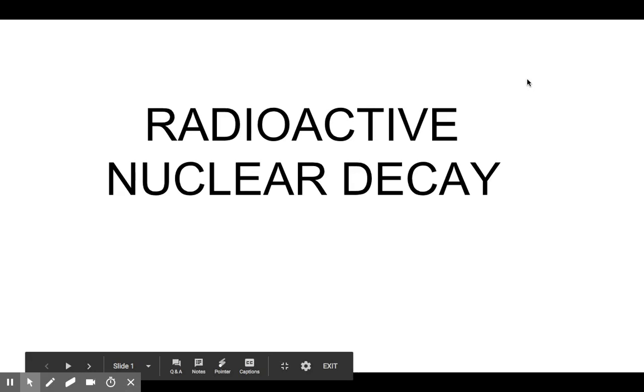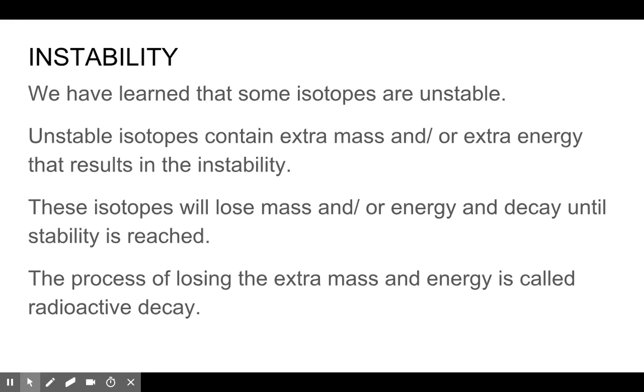Today we'll be studying radioactive nuclear decay. We have already learned that some isotopes are unstable. Unstable isotopes contain extra mass and/or extra energy that result in the instability. These isotopes will lose mass and/or energy and decay until stability is reached. The process of losing the extra mass and energy is called radioactive decay.